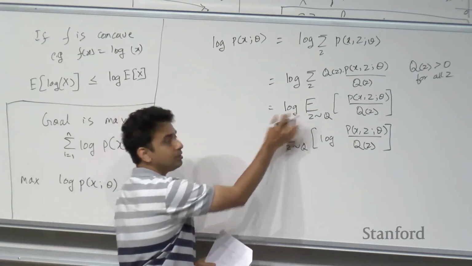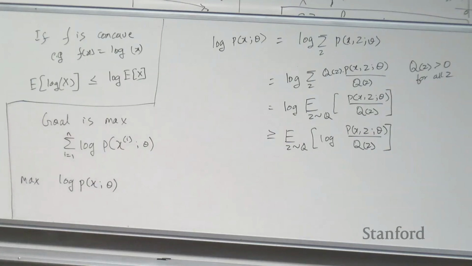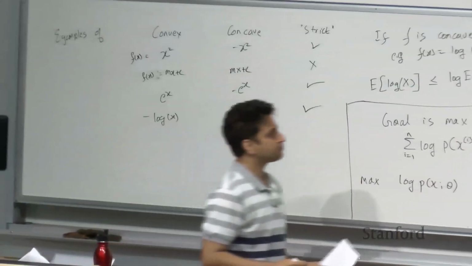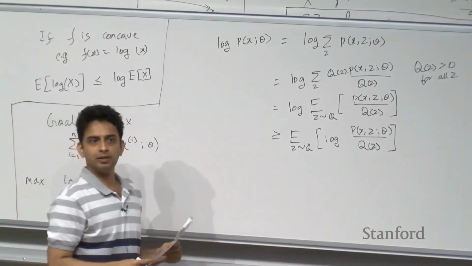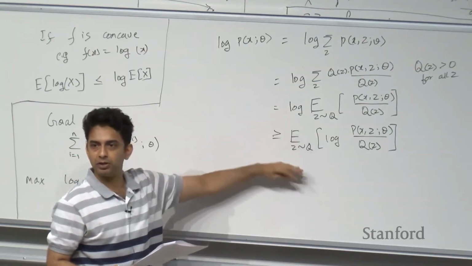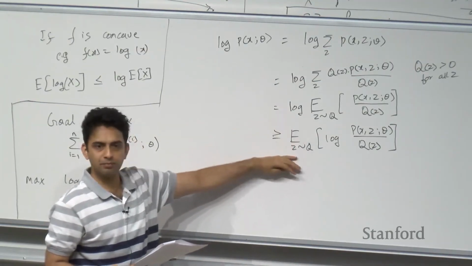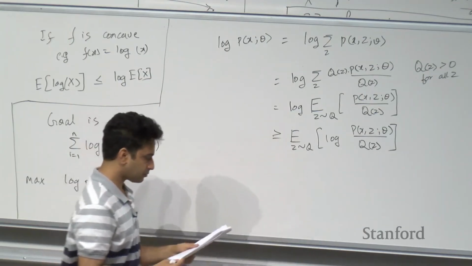F here is log, and log is concave. Log is concave, right? And this is our random variable x. Any questions on how we went from here to here? This is probably the most crucial step. All good? Okay.